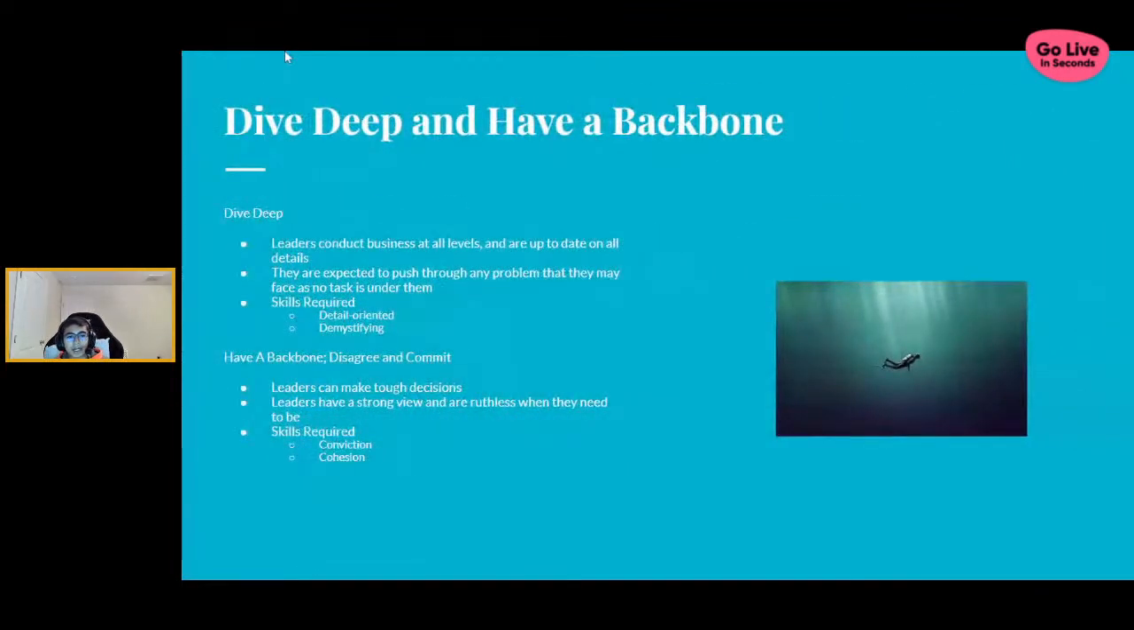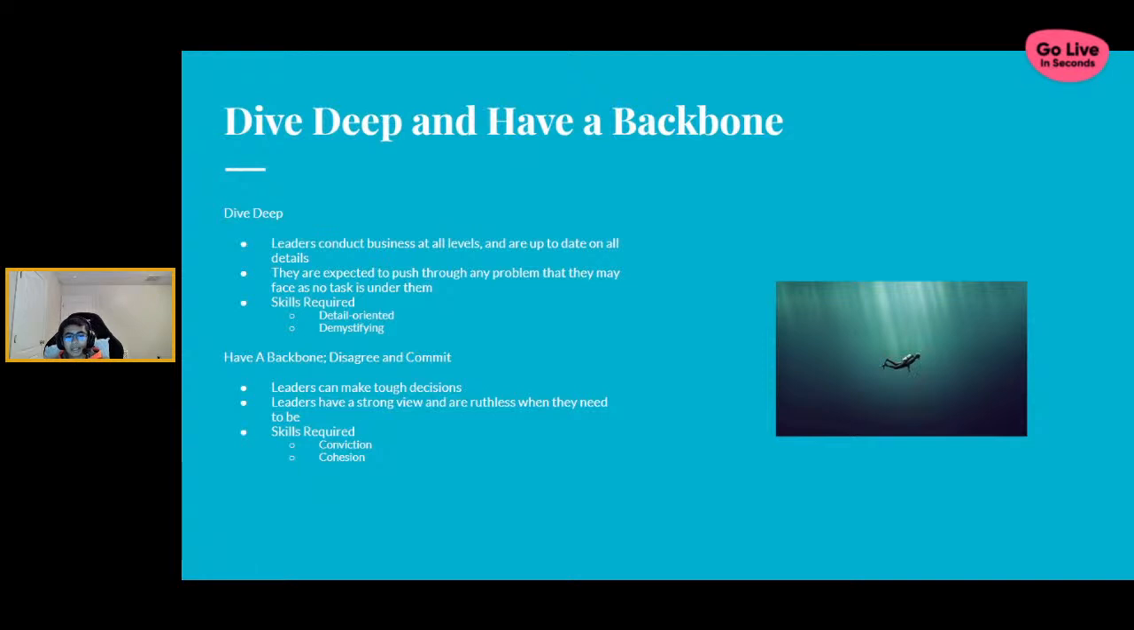Dive deep and have a backbone. Leaders conduct business at all levels and are up to date on all details. They're expected to push through any problem that they may face, as no task is beneath them. The skills required to do so are that leaders have to be detail oriented and demystify parts of the business.